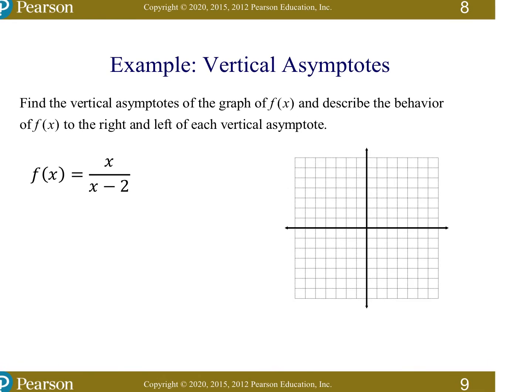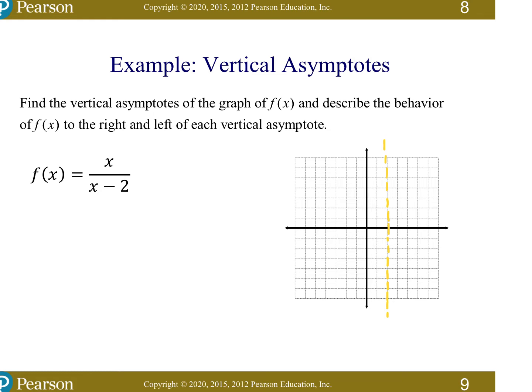Okay. All right, so where's the vertical asymptote here? Okay, the vertical asymptote's at 2. So automatically, you should draw a vertical asymptote at the positive value of 2. And then to confirm which side is doing what, you can use limits algebraically.